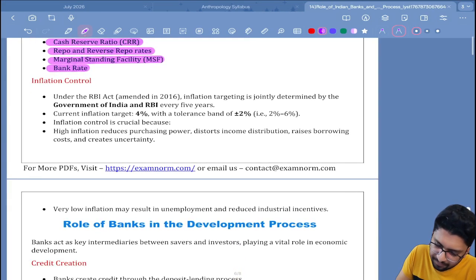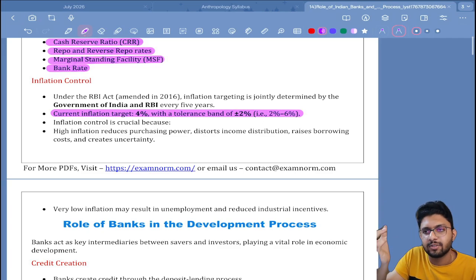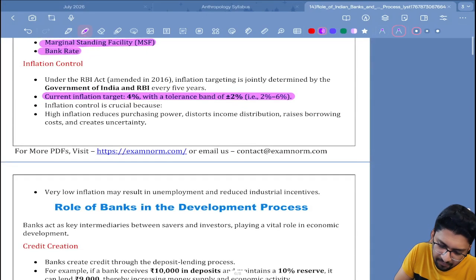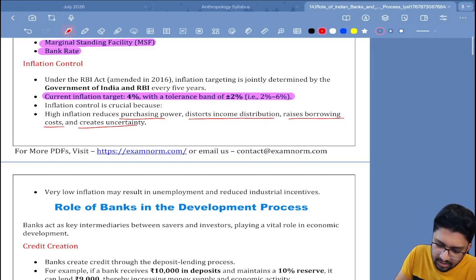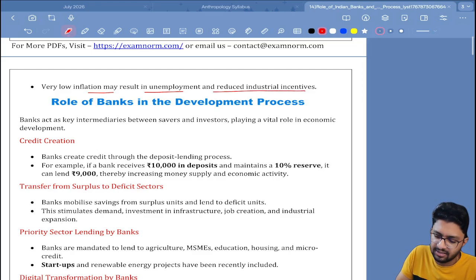Inflation control. RBI is mandated to target inflation at 4 plus minus 2%. That means it can range from 2 to 6%. Inflation control is crucial because high inflation reduces purchasing power, distorts income distribution, raises borrowing costs, and creates uncertainty in the economy. Very low inflation may result in unemployment and reduced industrial incentives.